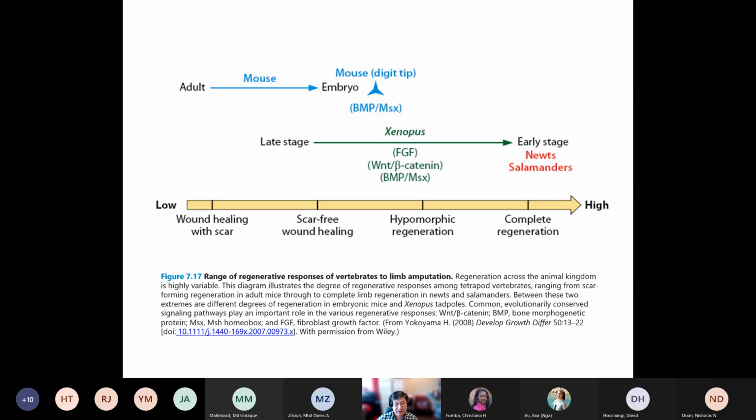Now look at Xenopus. In late stage Xenopus, that means the adult, you can only have scar-free wound healing if you remove the limb. It won't give you back the limb. But in the early stage, when the amphibian is young, you can have complete regeneration. Only in young individuals, not older ones, even for amphibians.